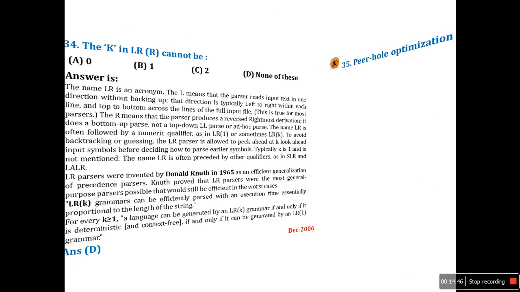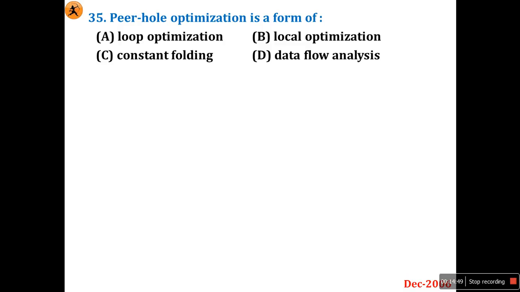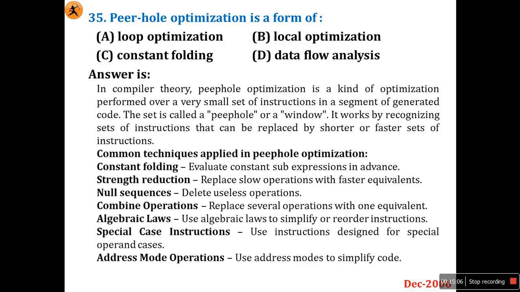Now look at question number 35. Peephole optimization is a form of loop optimization, local optimization, constant folding, or data flow analysis. First of all, we should know what peephole optimization is, then we can answer this question. In compiler theory, peephole optimization is a kind of optimization performed over a very small set of instructions in a segment of generated code. This set is called a peephole, also called a window.